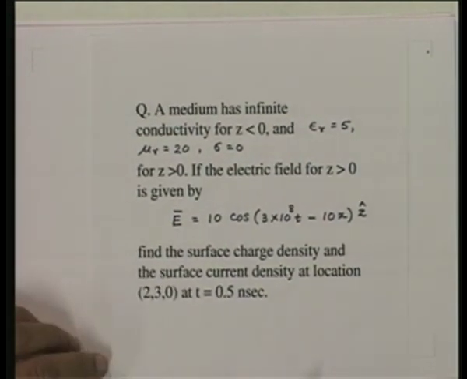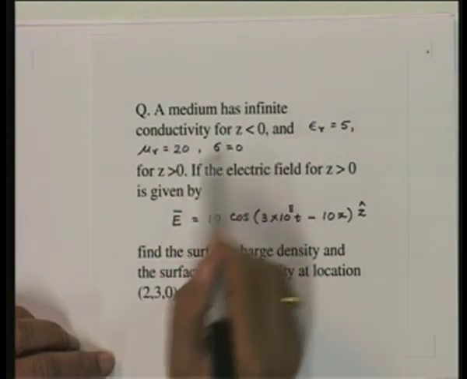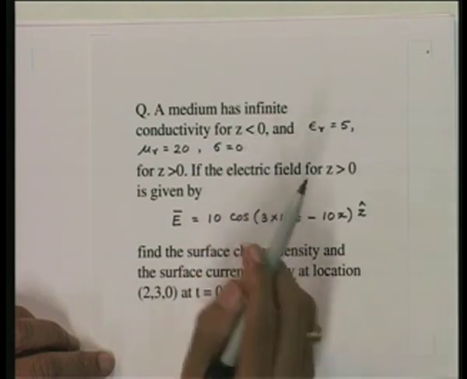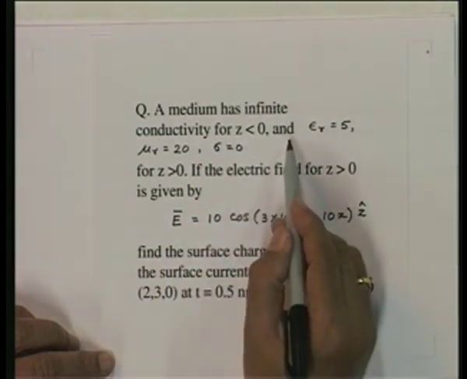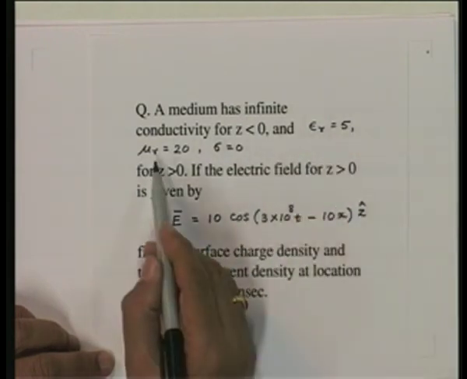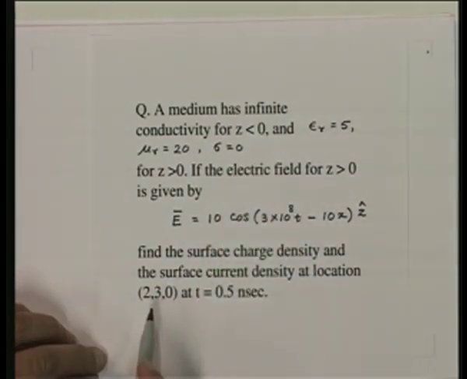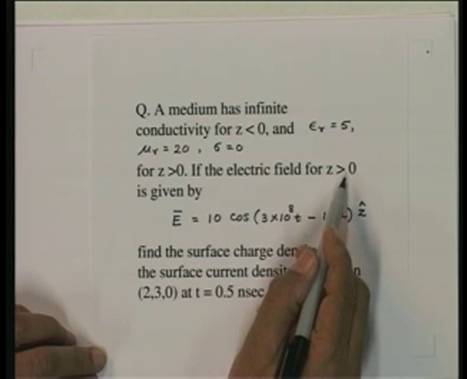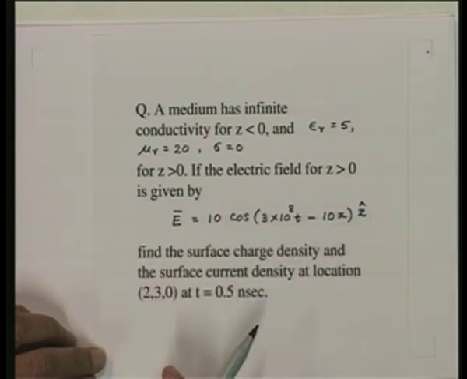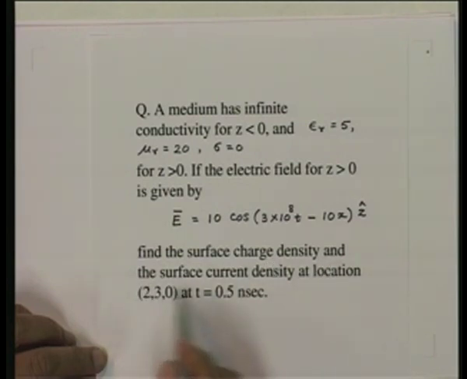So let us consider now a problem that there is a medium which has infinite conductivity for Z less than 0, and for Z greater than 0 we have the dielectric constant which is 5, relative permeability which is 20, and the conductivity is 0. If the electric field for Z greater than 0 is given by this time varying field, find the surface charge density and the surface current density at location 2, 3, 0 at t equal to 0.5 nanoseconds.